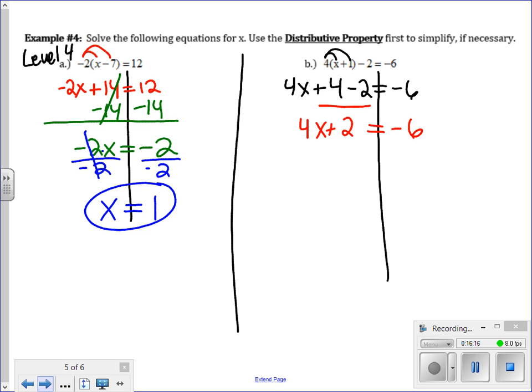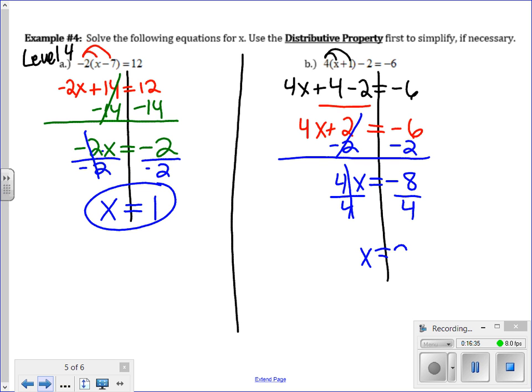All right, so then it's very similar to example A here. I'm going to subtract 2 from both sides, which leaves me with 4x equals -8. Be really careful with your subtraction here. And then to undo this multiplication, I'm going to divide by 4. That leaves me with x equals 2.